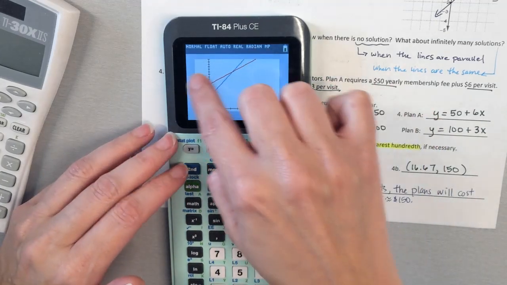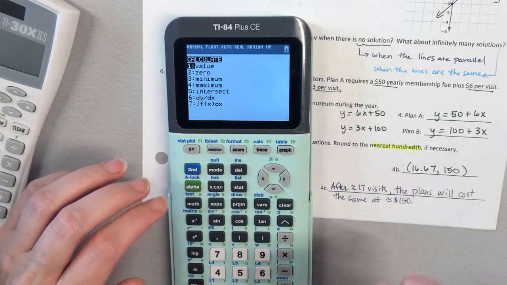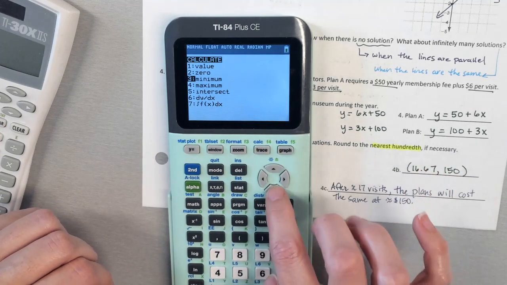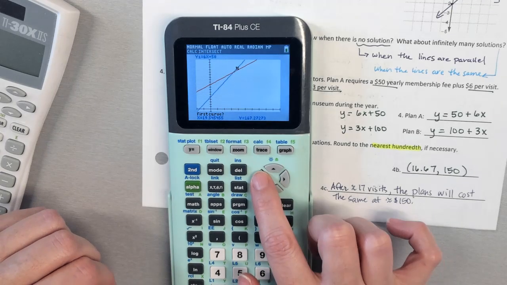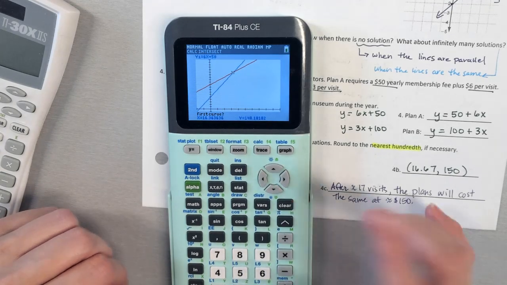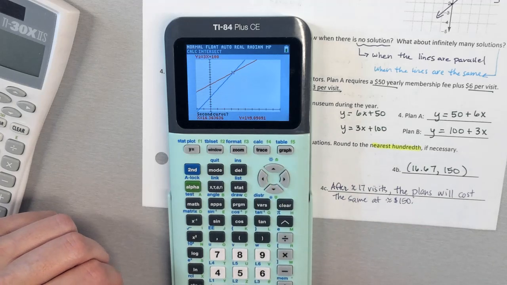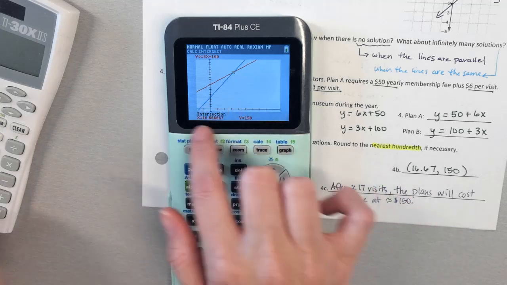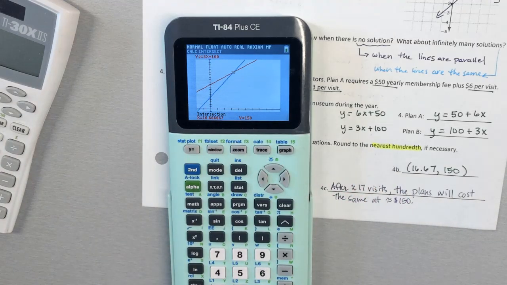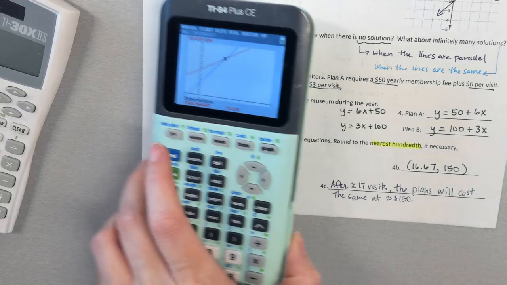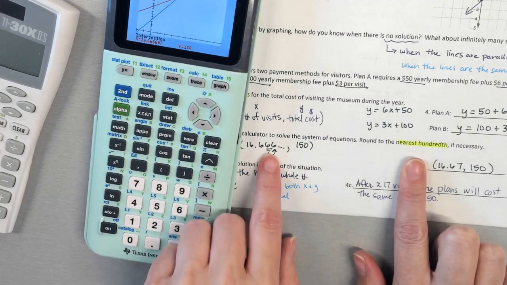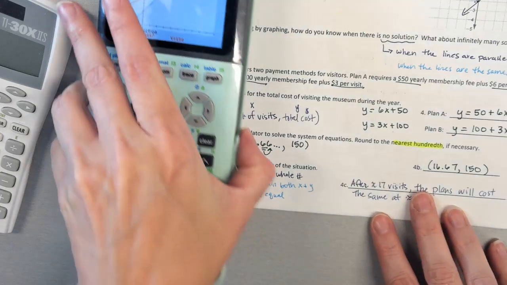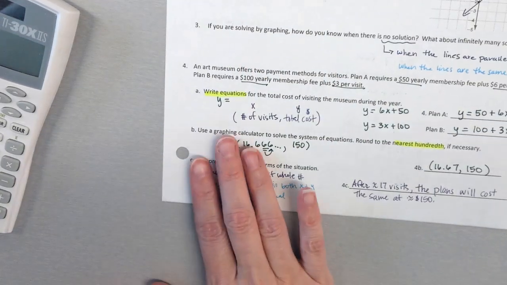Once you see the X, that they cross each other, now you can go to calc. So second, and hit the trace button, that's calc. And then you're going to go to intersect, and then you have to use your left arrow. So first curve, second curve, guess. You don't have your answer until you see the intersection. And then once you have it, it says round to the nearest hundredth. So that's going to push it up to 6.67. And then 150, you don't have to round.